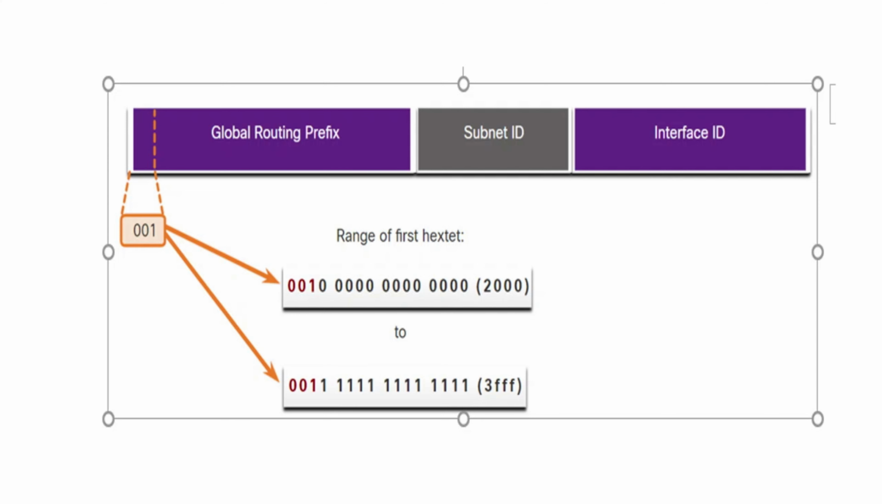And for ISPs, it is common to use a /48 as prefix length. But obviously, every ISP will have its own policy. Now, in the prefix, in the network portion, it is the global routing prefix that will determine the size of this subnet ID.